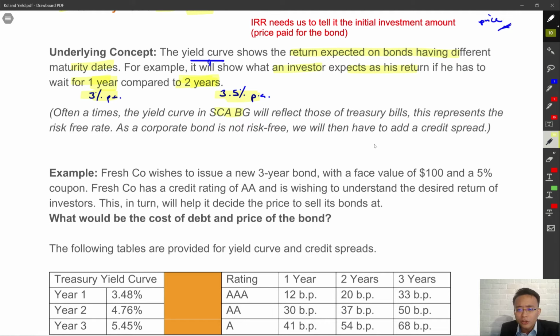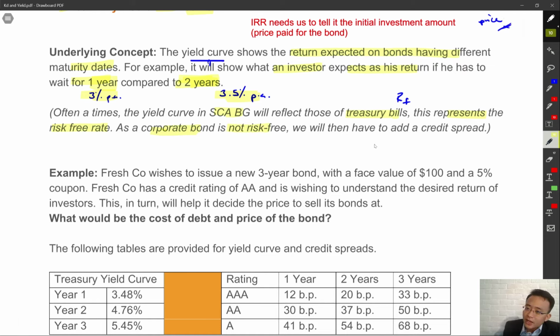Alright? Now, often at times, in our module SCAQ BG, the yield curve will be the return not for corporate bonds, not for a Google bond or a Facebook bond, but it will be a yield curve for Treasury bills. Alright? Whenever it's a yield curve for Treasury bills, they represent a risk-free rate. And normally the exam will say, this is the yield curve, find the relevant cost of debt for the company. The company. Now people, if my yield curve is the risk-free rate, that is a slight problem because my company, my corporate bond, is not risk-free.